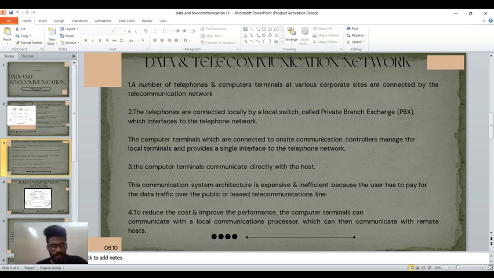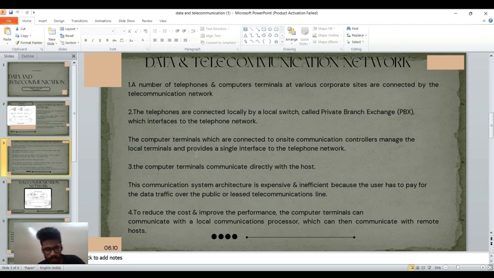A number of telephones and computer terminals at various corporate sites are connected by the telecommunication network. The telephones are connected locally by a local switch called the PBX, which is the private branch exchange. It basically interfaces to the telephone network. The computer terminals are connected to on-site communication controllers, which manage the local terminals and provide a single interface to the telephone network.